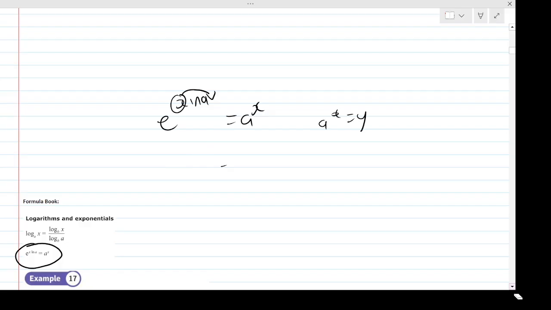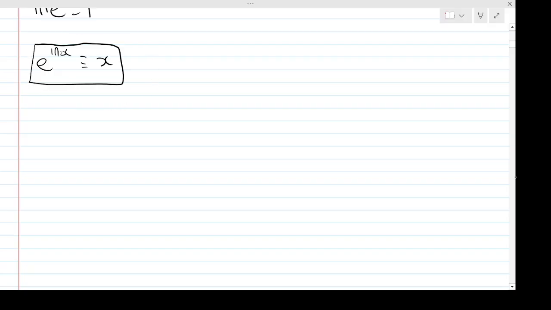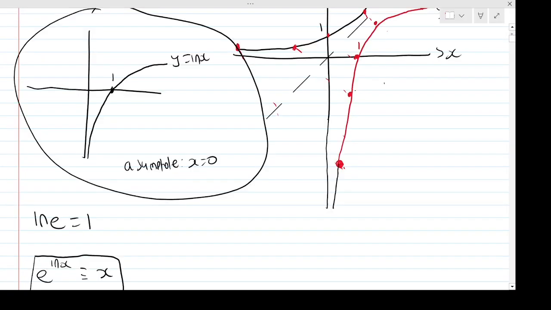But honestly, I wouldn't revise the way the formula book says it. It's a bit awkward. I'd revise the formula I've just stated: e to the ln x is x. So in essence, you need to remember the ln graph and this little identity, this little formula here.